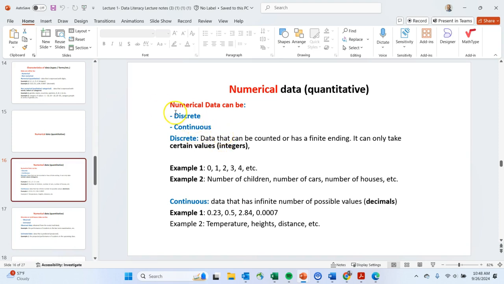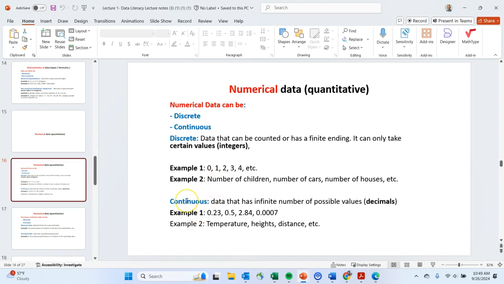So discrete values are the ones that are in a form of integers. So if you look at this example, we have 0, 1, 2, 3, 4. So those are integers. They are full numbers. So if we are looking at the number of children, for instance, we may not have a child and a half, but that is discrete. We have 1, 2, 3 children or 0 children. Number of cars as well. We cannot have a car and a half, and same with number of houses. So these are discrete values.